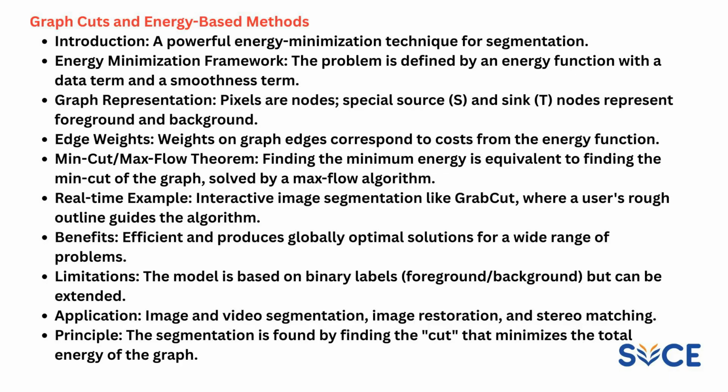Then what about the n-links? The edges that are connected to the neighboring pixel nodes, the weights on these edges are determined by the smoothness term. A strong edge between two pixels means they are very similar and we will pay a high penalty if we cut that connection. That is what we call assigning them different labels.